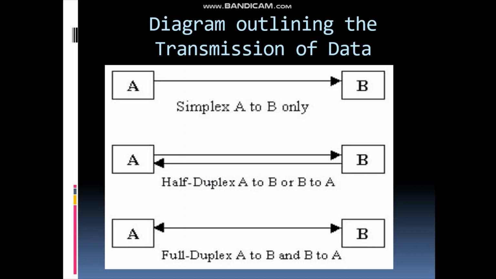After which, we looked at data transmission mode, which is the transfer of data between two devices using a communication channel. There are three types of data communication mode, namely simplex, where data can be transmitted in only one direction. Then we looked at half duplex, where data can be transmitted in both directions but not at the same time. And finally, we looked at full duplex, where data is transmitted in both directions at the same time.